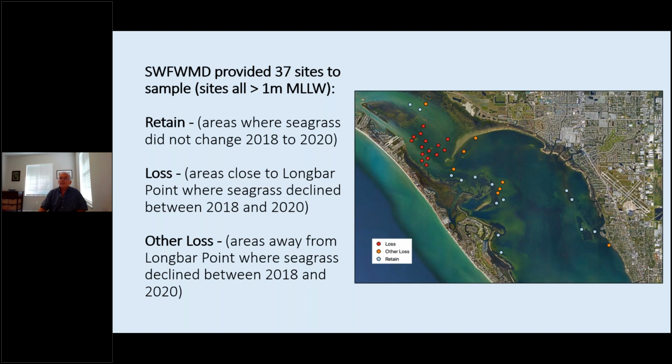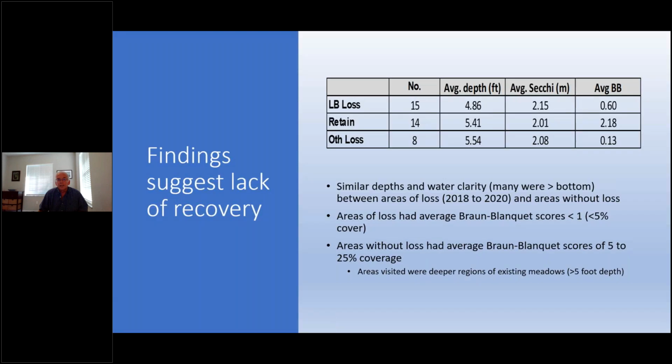So what we've got is the areas of seagrass loss that we're interested in are the areas in red. And those areas in red represent the areas where we had spent a lot of time looking for seagrasses. So generally what we're seeing is we're not seeing a difference in water clarity in terms of secchi depth where we've lost seagrasses versus where we actually still had seagrass. But our Braun-Blanquet scores where we lost seagrass are less than 1, representing less than 5% coverage. So what we think is happening in that particular system is we've lost a lot of seagrass and it's not coming back.